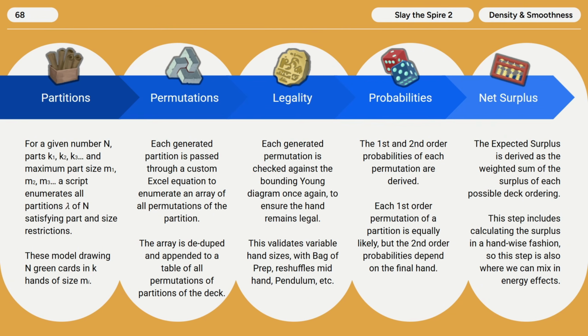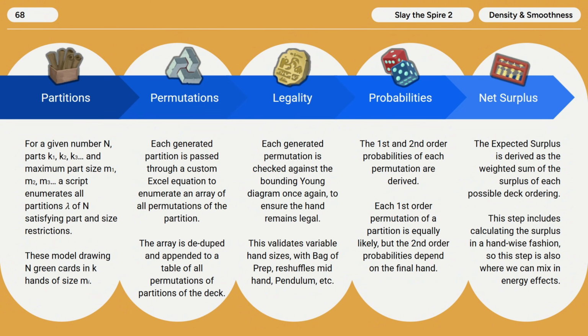The script is enumerating all the partitions lambda of n, satisfying part and size restrictions piecewise. These models are drawing n green cards in K hands of size M each hand. Each generated partition is then passed through a custom Excel equation to enumerate an array of all the permutations of the partition. If you only have 3 hands, it's quite short. If you have 5 hands, it starts to get a bit long. If you have an 8-cycle deck, it starts to get pretty ridiculous.